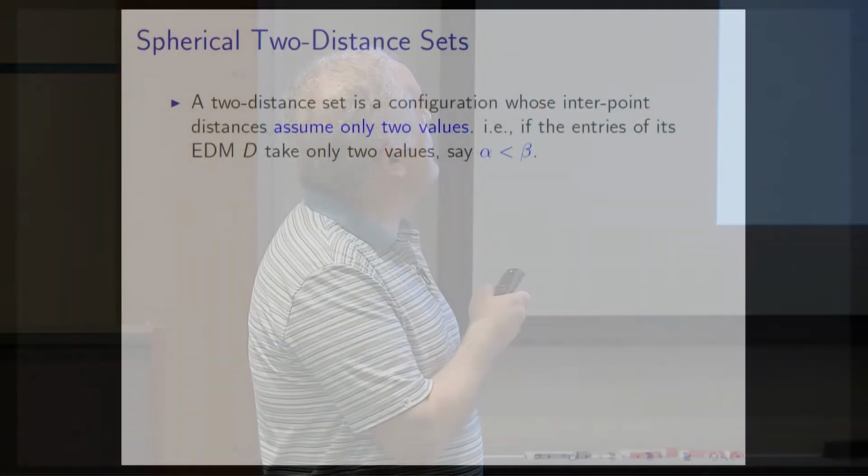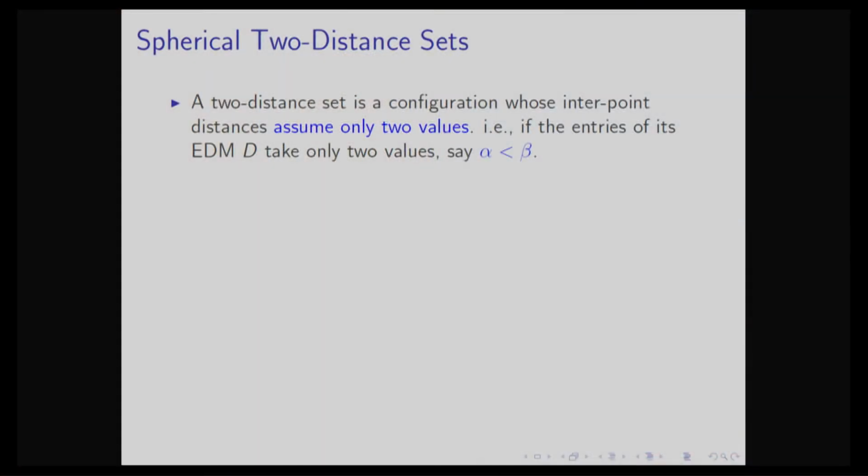problem to discuss. It's about 2 distance sets. If you have a configuration of points, and the interpoint distances assume only 2 values, then we say we have a 2 distance set. Usually these 2 values are called alpha and beta, and we take beta to be bigger than alpha.